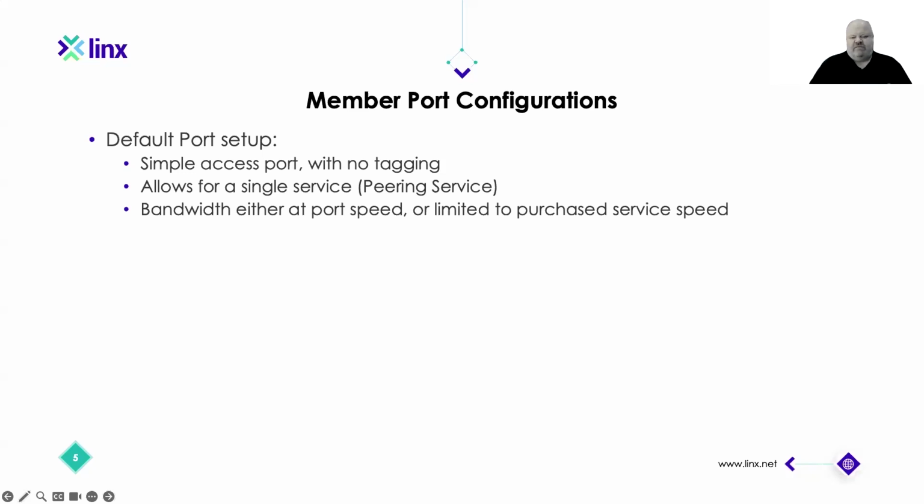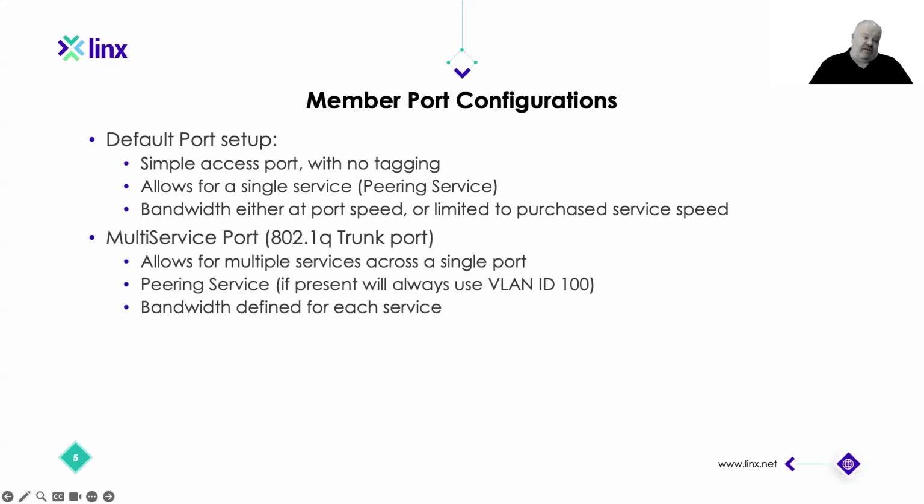That obviously means that is the most frequent use case. The port will get used only for peering service, and there is no other service that you can add to that same port without changing configuration. The bandwidth could be limited by rate limiting, i.e. if you have a 5 gig service on a 10 gig port, that can still be delivered on a simple access port, but we restrict the bandwidth on the port to the service that you have purchased.